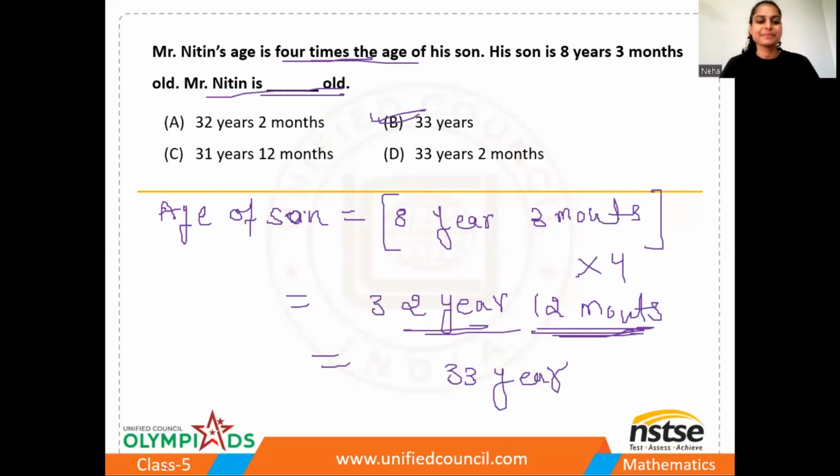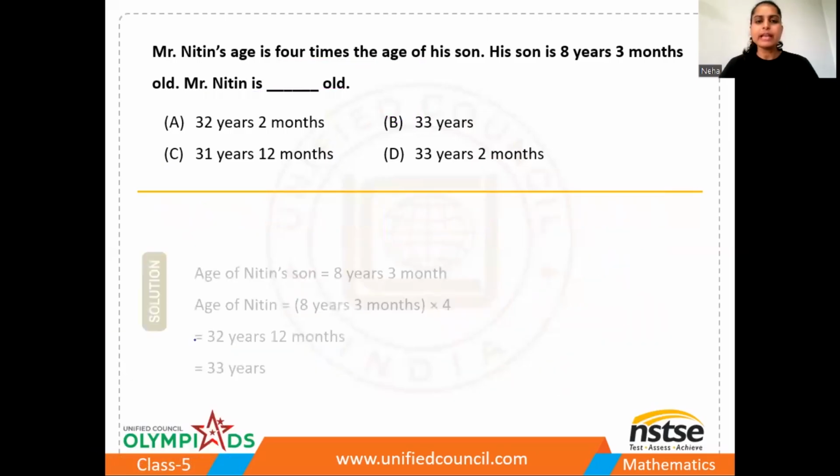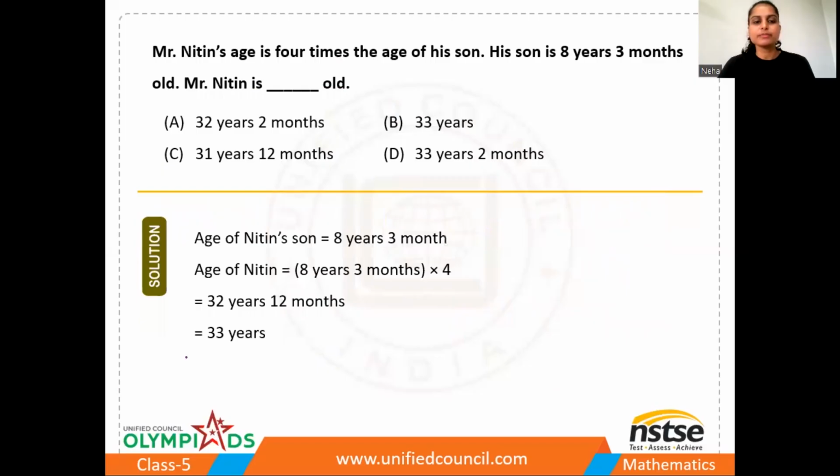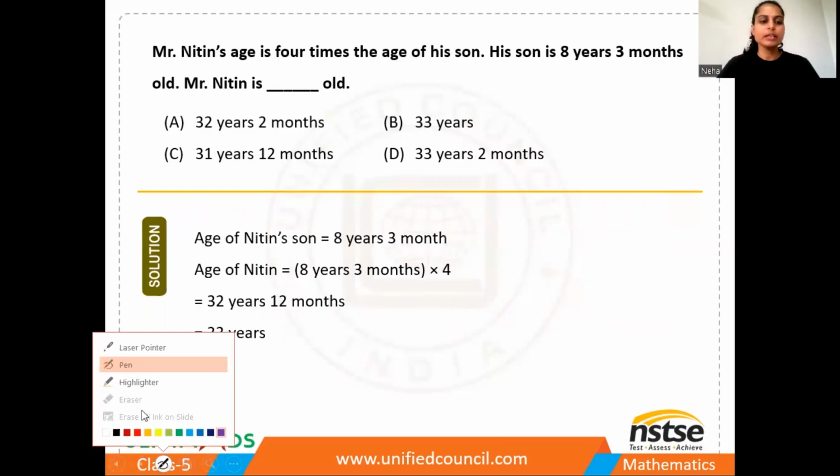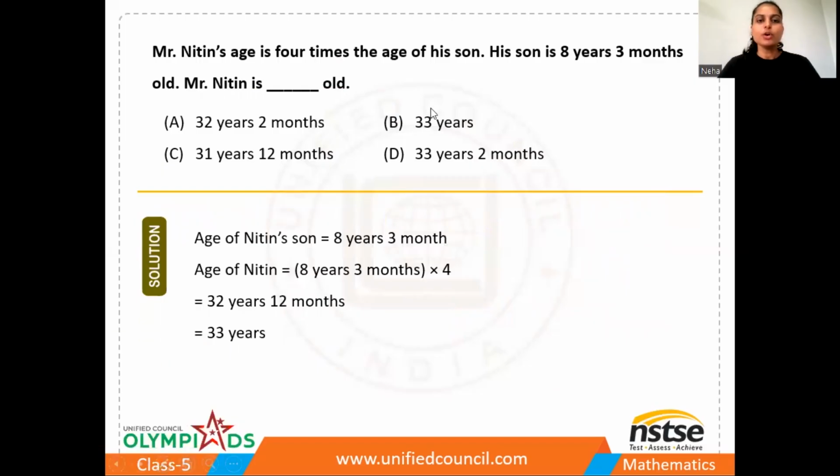Perfect. In this question you can go with the options also, but it will take the same time. Let's suppose the age of Nitin is 33 years. Then you will just divide this age, 33 years, by 4. So it will take the same time. You can do the multiplication or you can do the division. It depends on you. But I suggest going with the multiplication because multiplication is a little easier as compared to division.